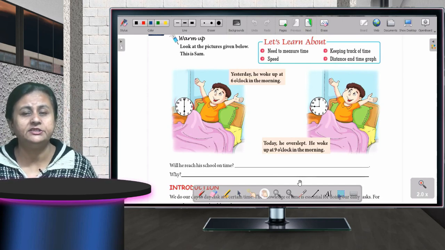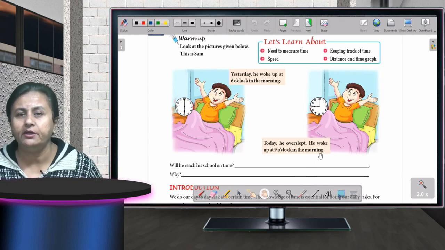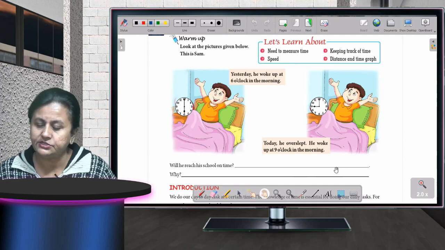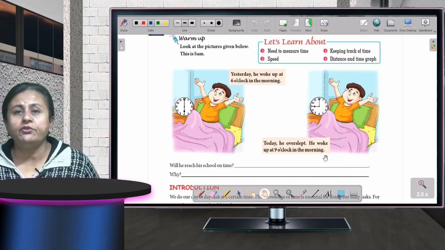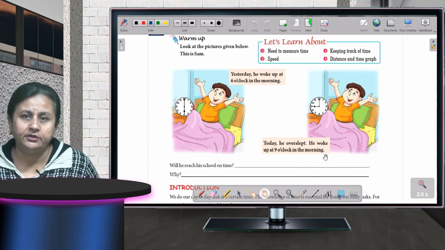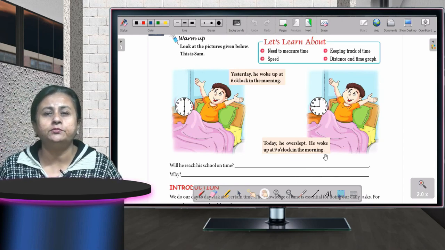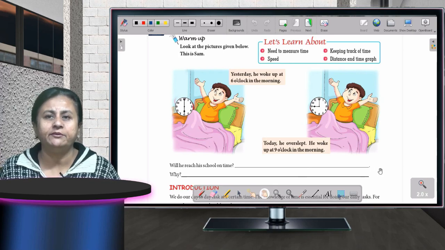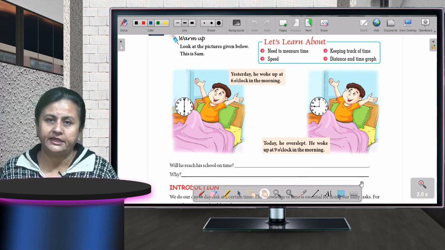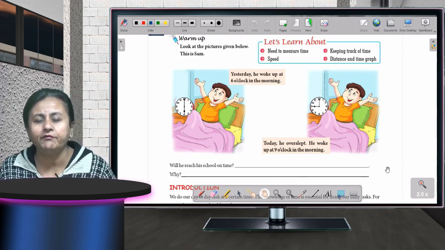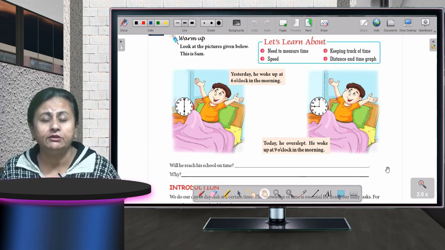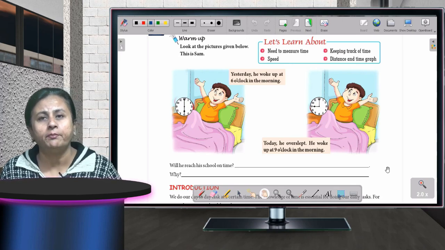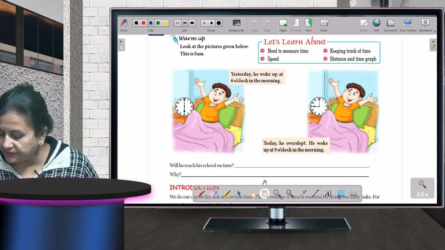No, because yesterday he got up on time, but today as he got late, he would not be reaching the school on time. So children, as you know, time is very important. Everything has to be done on proper time. For measuring time, the SI unit of time is second. Whatever work we do, every day we are doing a lot of activities. Each activity has to be done on its proper time. Fine, children? So we'll start the chapter now.